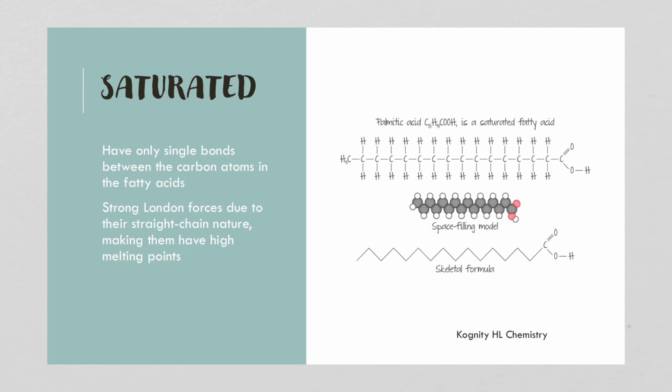So because they're saturated, it means that they're very linear, they're very straight. There's no bends or kinks in the chain. So that means that they have a strong amount of London forces, which makes them have high melting points, which means that saturated fatty acids are solid at room temperature.